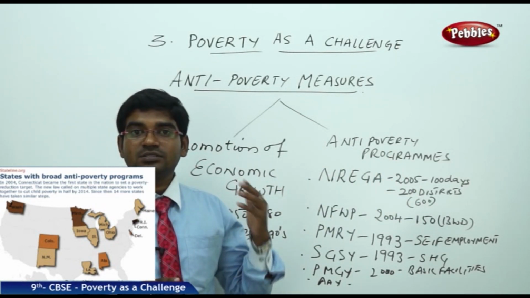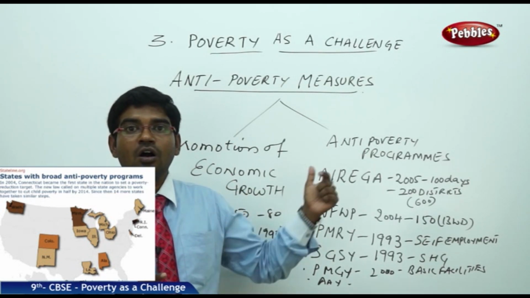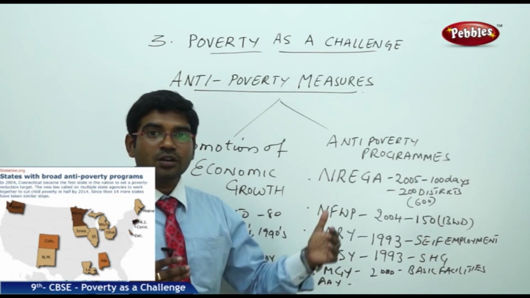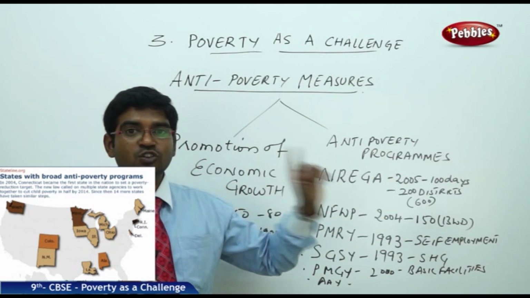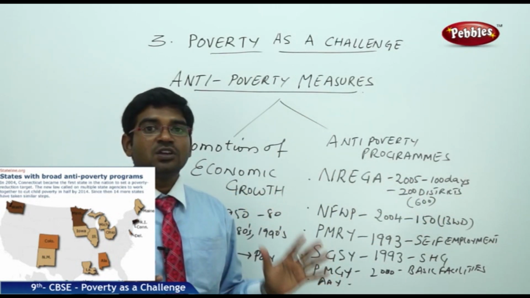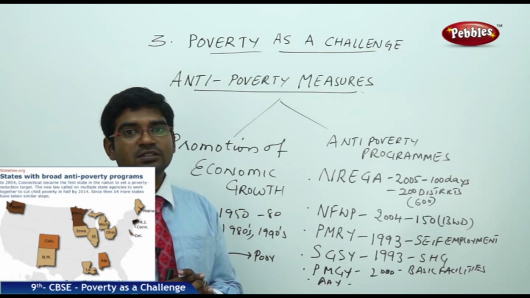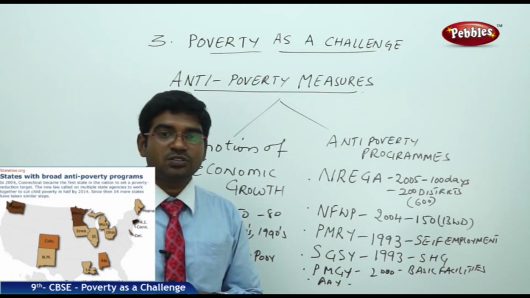So the next target of the government now is to effectively implement all these policies and programs and make sure that they reach the common people. Whichever group is targeted for a program, only that group should get the benefits, so that the poverty levels will definitely come down. This is the main target of the government through its anti-poverty measures.